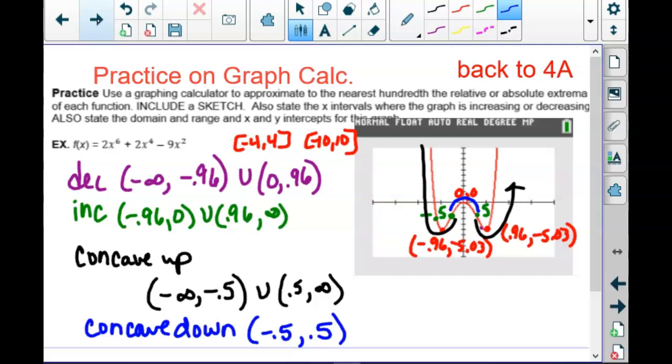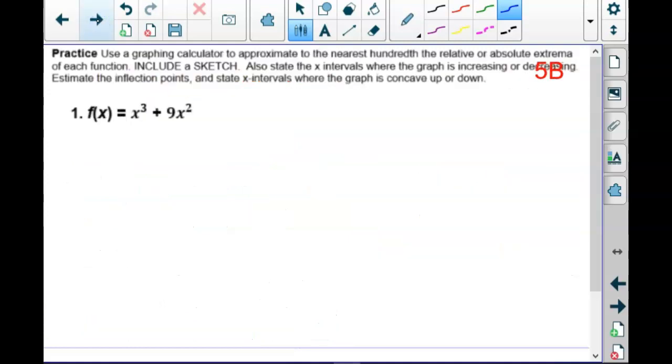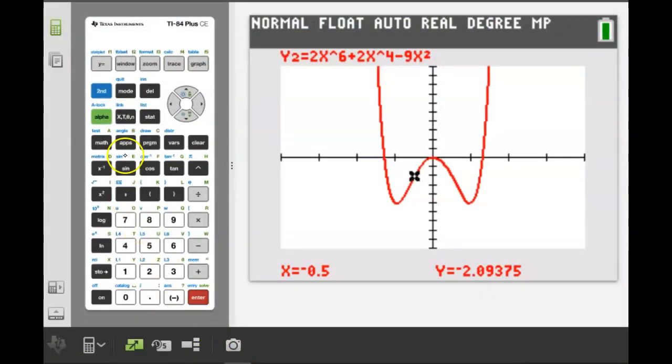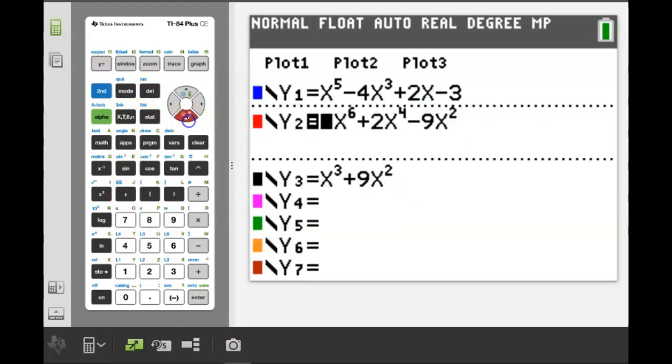Everybody got it? Can you go back to the next one? On the next page, there's one more to do on the calculator. Can you graph this one, x cubed plus 9x squared? And find any maxes and mins, give yourself a picture, all that good stuff.